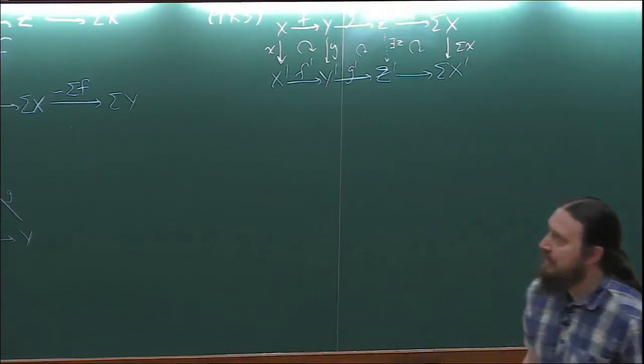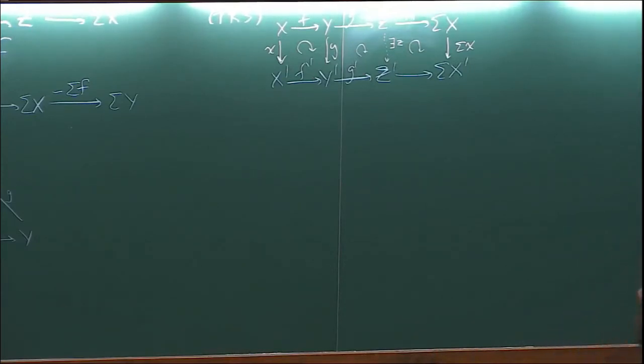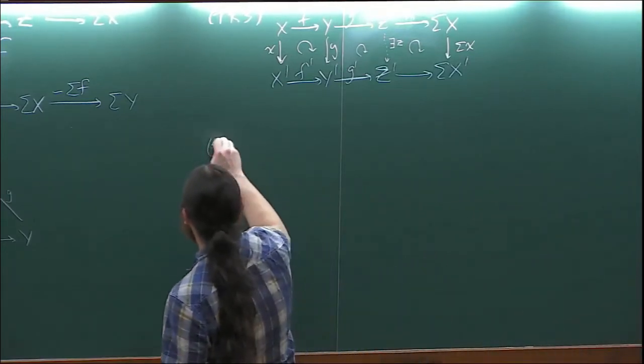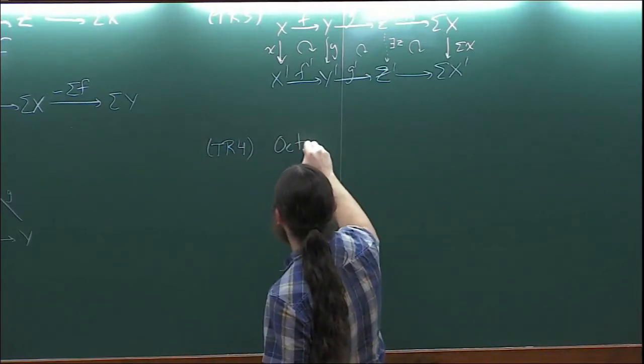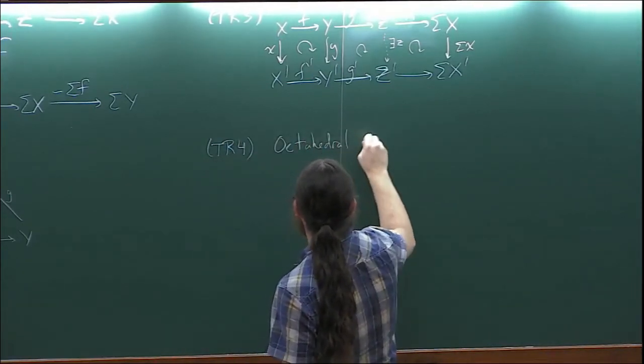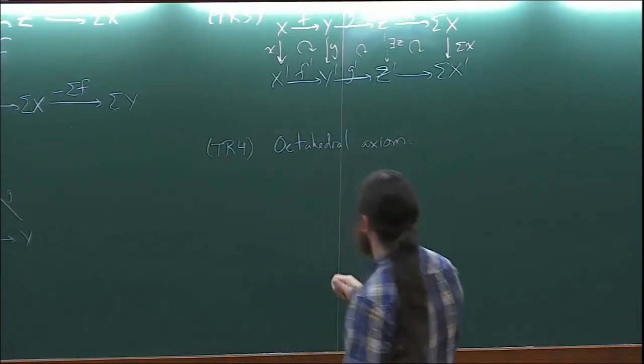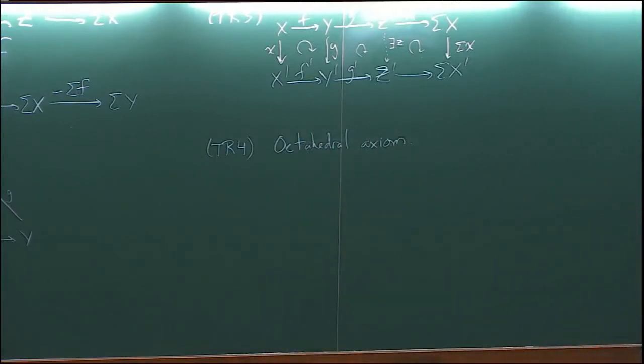So a category satisfying TR1 up to TR3 is called pre-triangulated. The triangulated category satisfies a fourth axiom, which has a very nice name, the octahedral axiom. Which I will not draw on the board. Oh, you seem disappointed. Oh. In order not to disappoint Bernhard, I will draw it on the board.